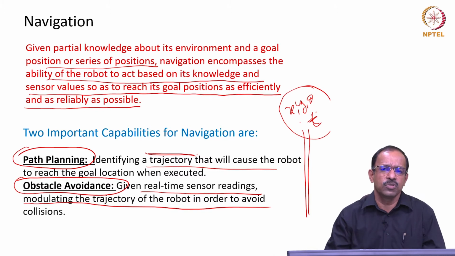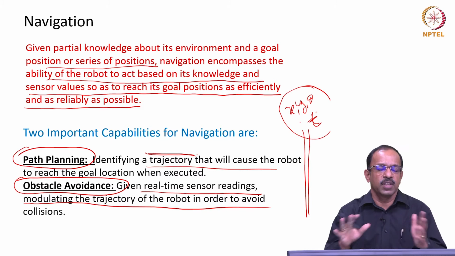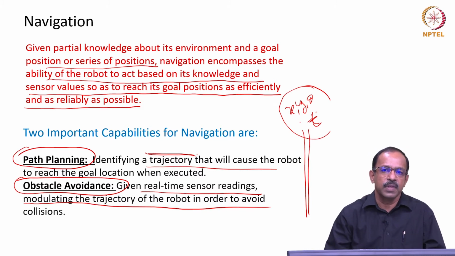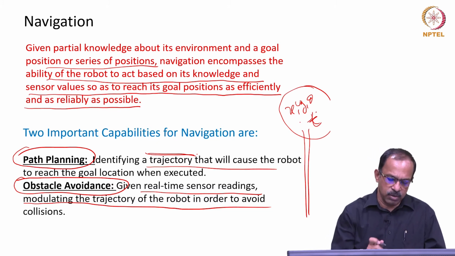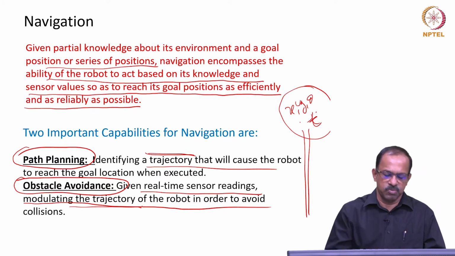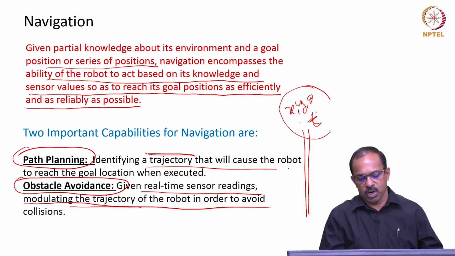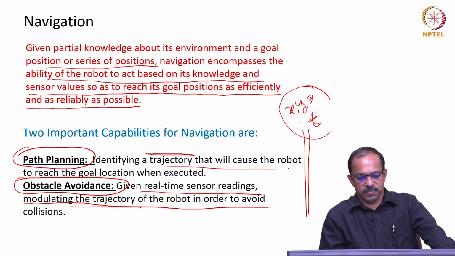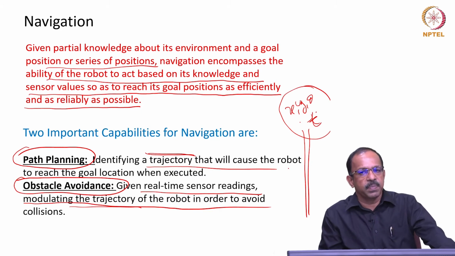And as it moves, obstacles may come up which were not anticipated or were not in the map already available. In that case, the robot needs to replan or modulate its trajectory, avoid the obstacle and reach the target. That is the obstacle avoidance capability. These two capabilities need to be built into robots for autonomous navigation. So, we will look at path planning initially and then we talk about obstacle avoidance also.